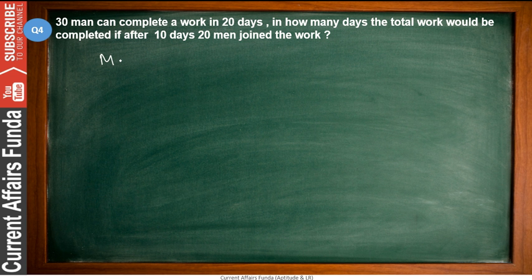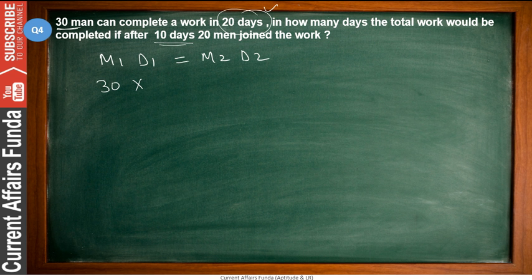Suppose our formula is m1 d1 is equal to m2 d2. Okay, so in the starting there are 30 men. Okay, so 30 men will be here. Okay, and friends, they can complete a work in 20 days. In how many days would the total work be completed if after 10 days 20 more men join the work?